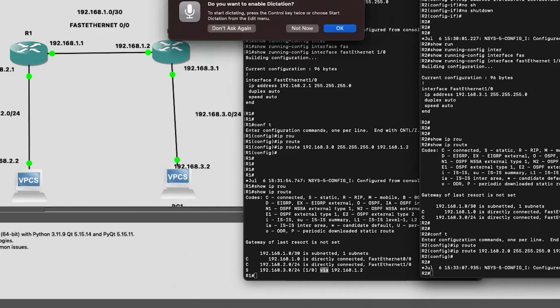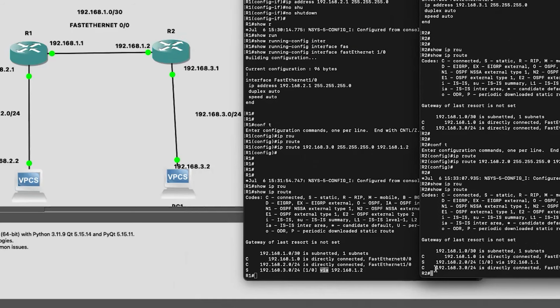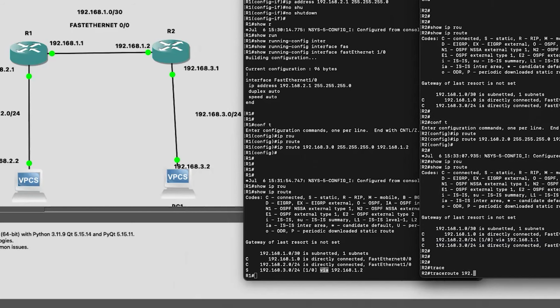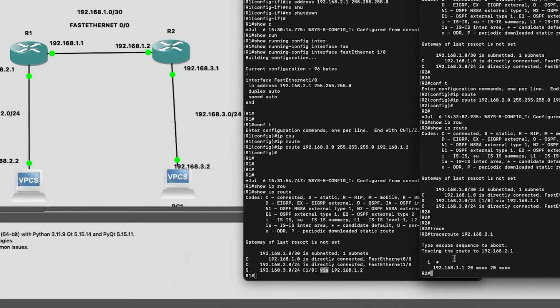Let's do a show ip route again. Now we've got this static route in there. 192.168.2.0/24 via 192.168.1.1. Now, what we can do, simple traceroute command. If we want to trace to 192.168.2.1, we're on R2. We're tracing to this interface on R1. It's going to look in its routing table. The next hop is going to be 192.168.1.1. Boom, which is this guy. And it lives on here, so we can ping it.